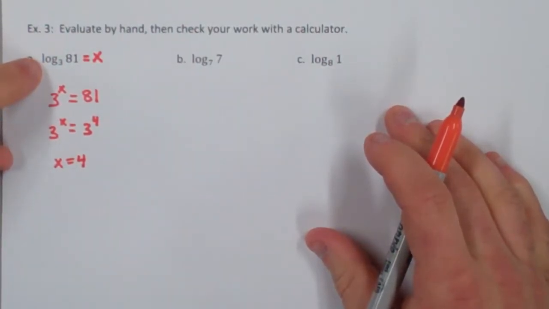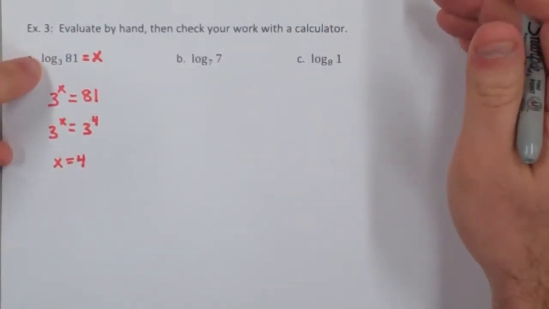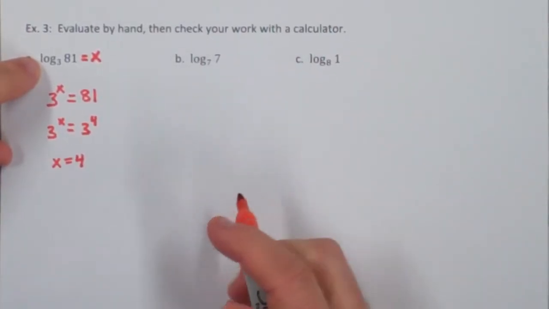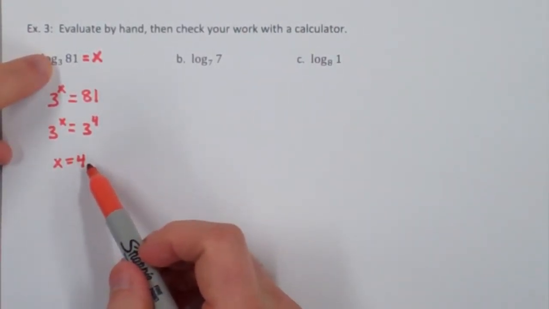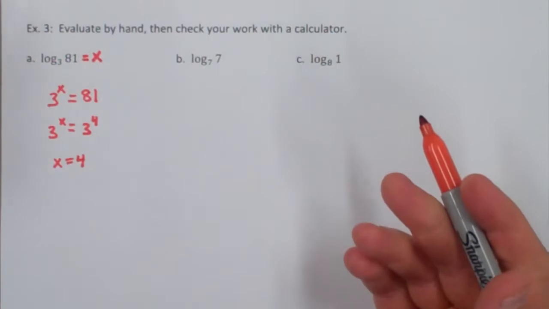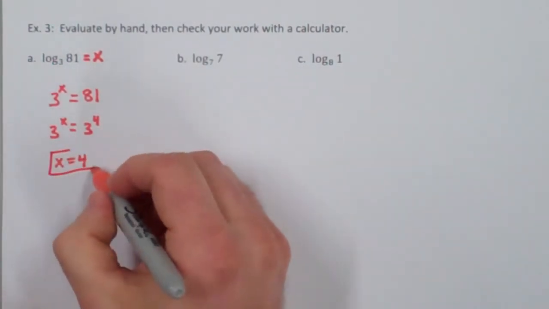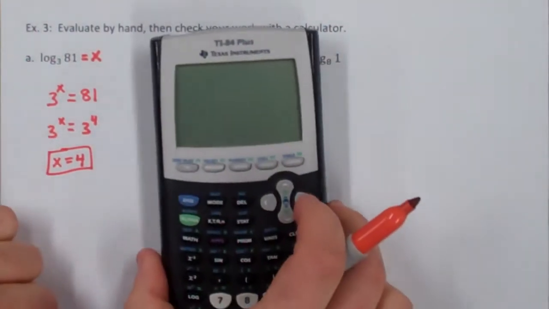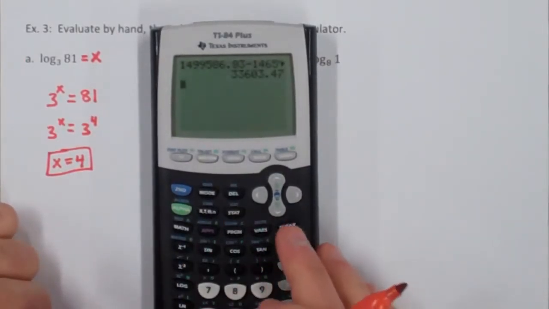So when you read these logarithms, you want to start to try to think about them as just an exponent problem. And definitely we're on the right track here. 3 to the 4th power is 81, so we're good to go. If you evaluated this in your calculator, here's what it would look like.